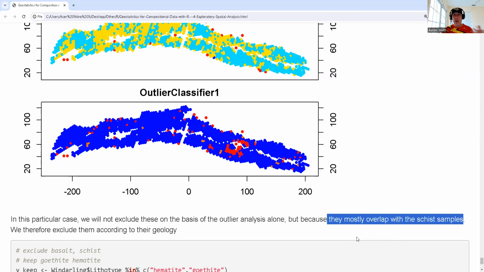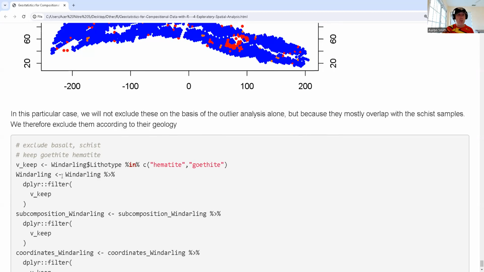And therefore, let's go ahead and exclude them. We don't have very many of them. And so I'll be getting a more pure data set if I exclude these. So let's go ahead and exclude them.